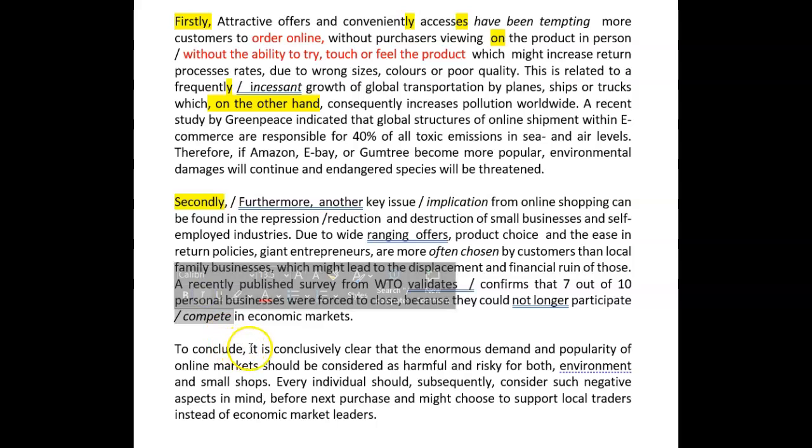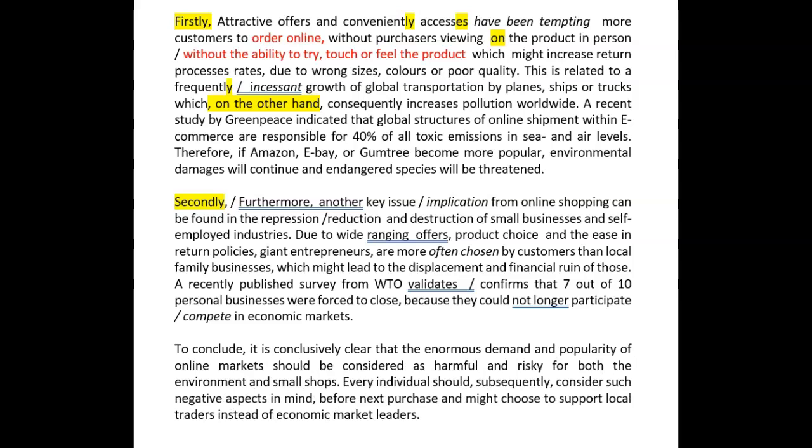Really, really good. To conclude, it's clear that the enormous demand and popularity of online markets should be considered as harmful and risky for both. No comma. Oh, for both environment and small shops. I don't think you need a comma. Just put "the" instead. Every individual should subsequently consider such negative aspects in mind before I'm feeling guilty. Next purchase, I might choose to support local traders instead of, oh gosh, okay. All right, I won't do Amazon anymore.